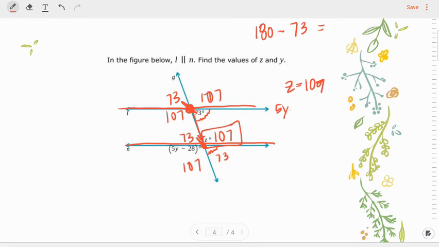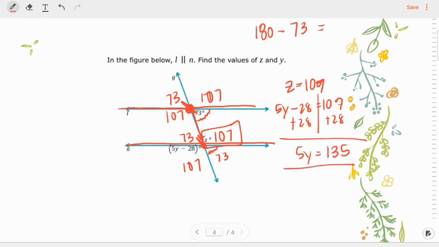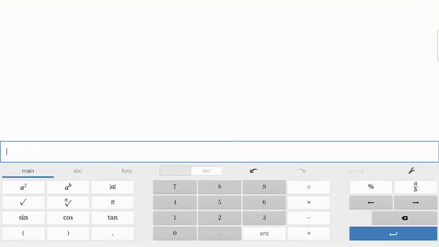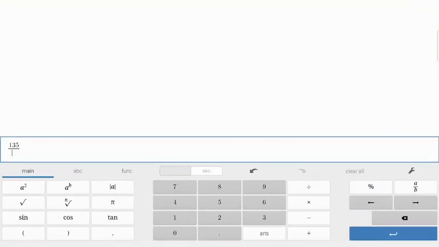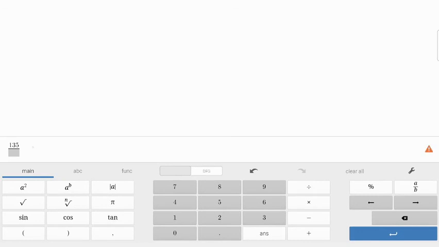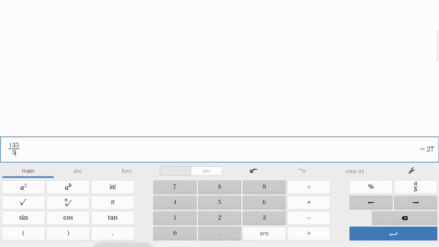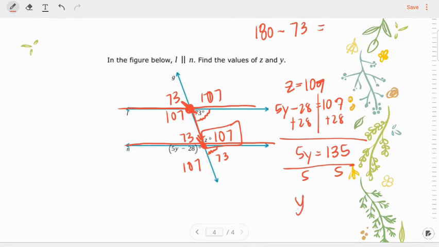And 5y minus 28 is also equal to 107. But that doesn't mean y is. We're going to solve. We add 28. We get 5y is equal to 135, divided by 5 on both sides. And 135 divided by 5 is 27. So y is equal to 27.